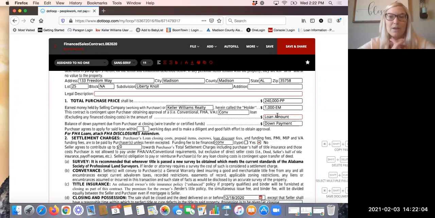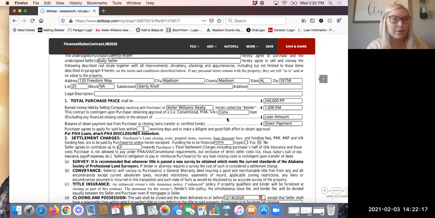Good. Okay. So the top line is the purchase price. The second line is the earnest money. Now, right here, you can see that's the type of loan. You need to know the type of loan that your purchaser is getting in order to fill out a finance sales contract. That would be on their pre-approval letter.